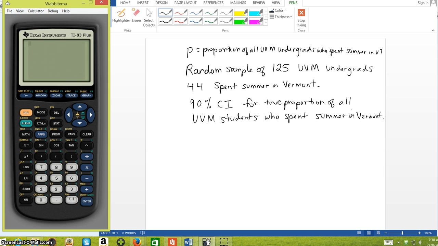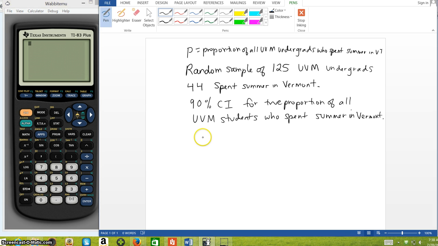Now our sample estimate, which we call p hat, our sample proportion, is going to be 44 out of 125. And we're going to use that to calculate our confidence interval.